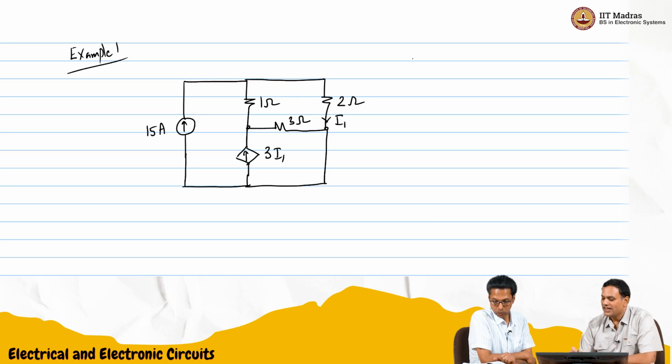So I am saying if I1 were, let us say, minus 2 amperes, then the current going upwards would be 3 times minus 2, which is minus 6, which means the current is actually flowing downwards. Okay.